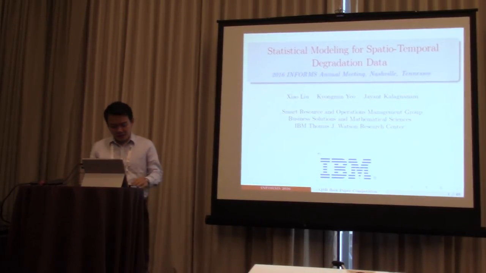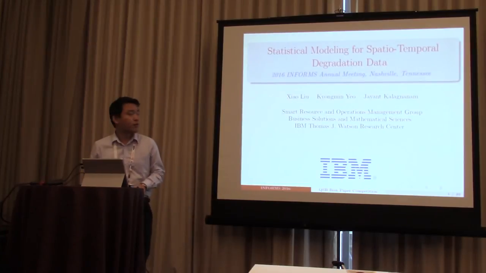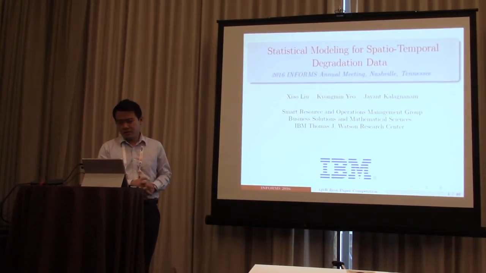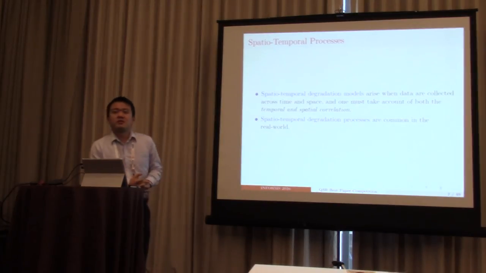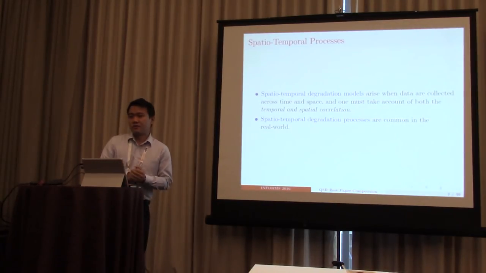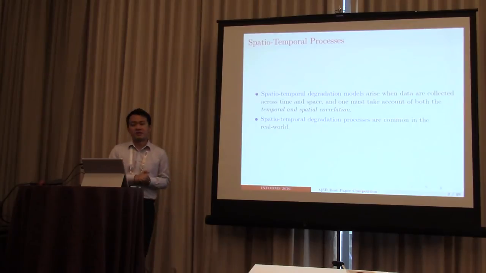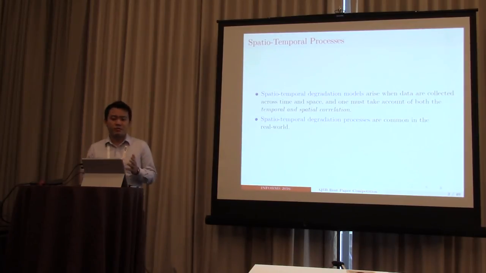Good morning. It's my pleasure to be here today and share with you our recent work on the statistical modeling for spatial-temporal degradation data. Spatial-temporal degradation models arise when data are collected over space and time, and we need to address both the temporal and spatial correlation. For many real problems, this can be extremely challenging.